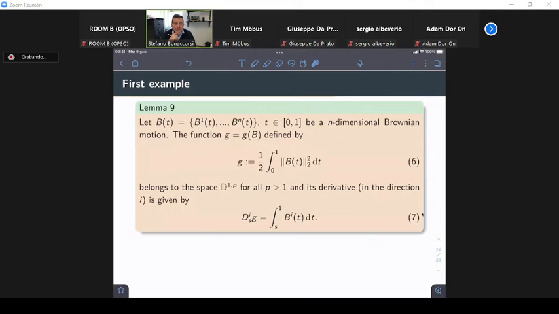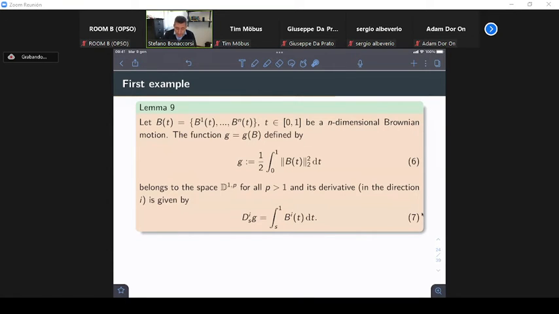As I told you, the first example is: suppose that you have an n-dimensional Brownian motion and define the random variable G as the H norm of B. The 1/2 is folkloristic, in order to simplify the next formula. So you get that this random variable belongs to the space D1P for all P, and its derivative in the i direction is just given by the integral between S and 1 of B_i(t) dt, so it can be given explicitly.